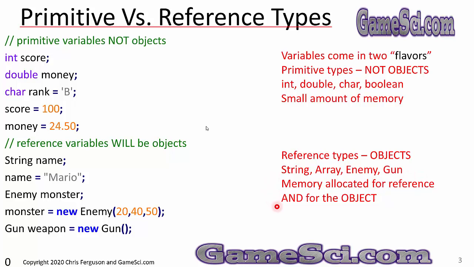As we've seen with the previous pictures, objects are more complicated than primitives. Primitives are simple. One piece of memory, store the data in it. Objects are more complicated. You have to allocate a reference, and then the reference points to the object. Then the object can have multiple pieces of data stored in it.